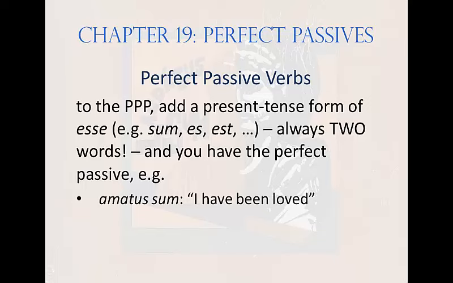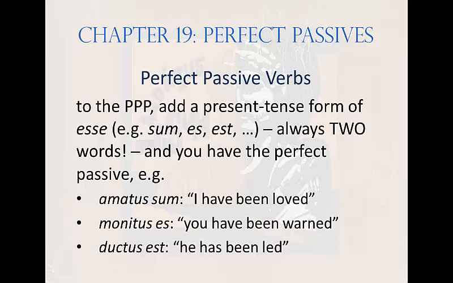So, for example, take the fourth principal part of the verb amo, amare, amavi, amatus, add a form of the verb to be, sum, and you have the perfect passive of love, amatus sum, I have been loved. Here's another example, monitus es, you have been warned. And another example, ductus est, he has been led.